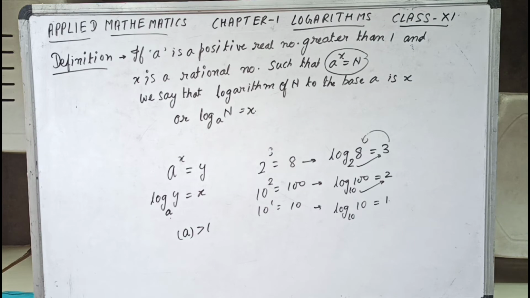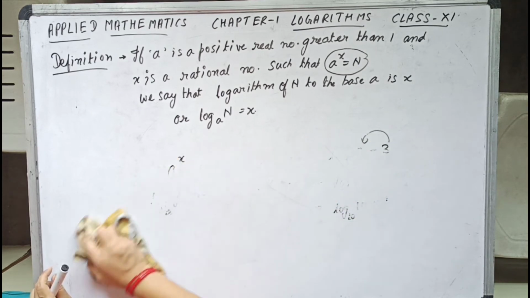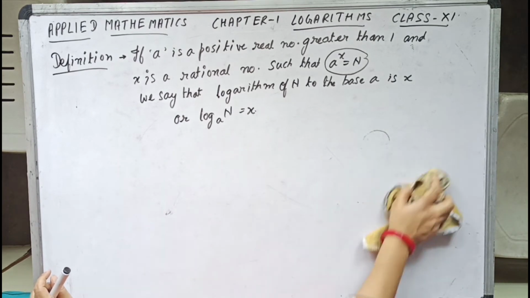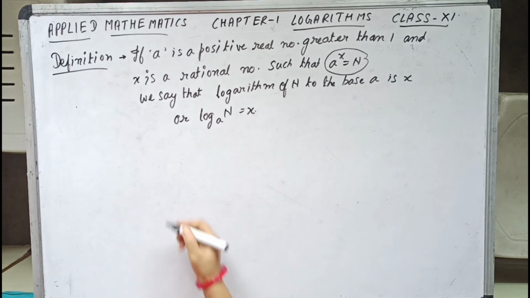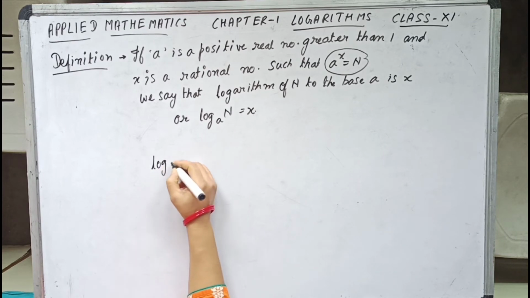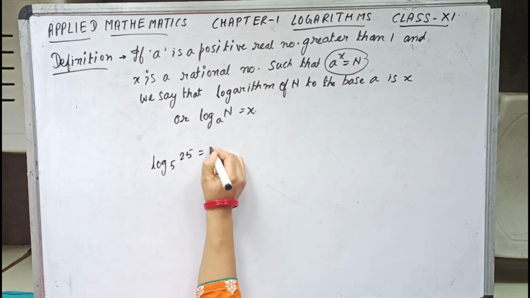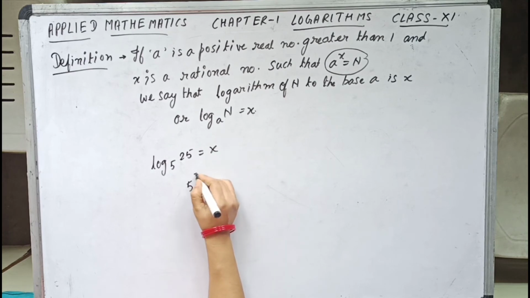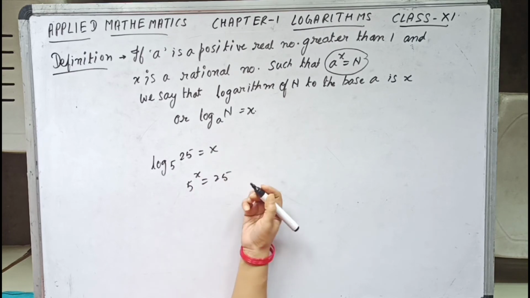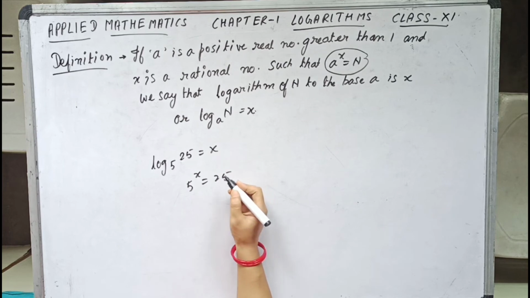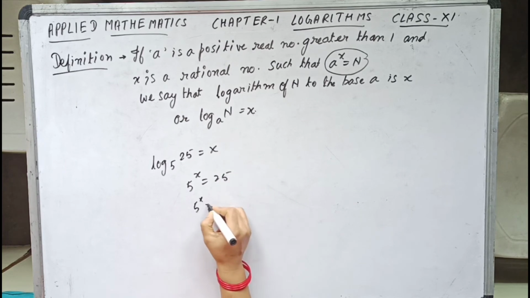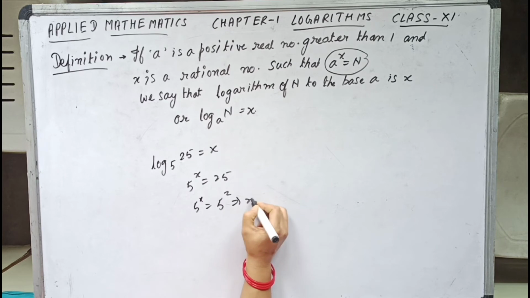So children, now I think you understand how to write an exponent in the form of the logarithm. In turn we can also write the reverse: if anything is written in the form of the logarithm, we can write it in the form of the exponent as well. Suppose over here it is written log of 25 base 5 equals x. So we can write 5 power x equals 25, and hence we can get the value of x. So 5 power x equals 5 square. This implies x is equal to 2.